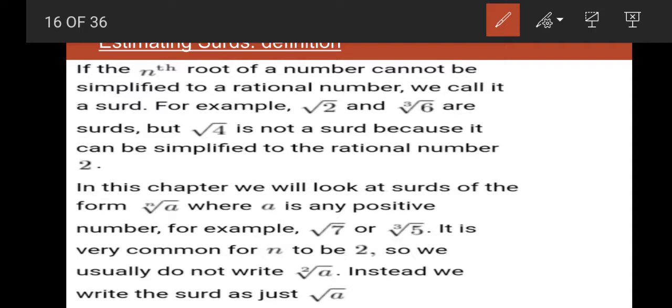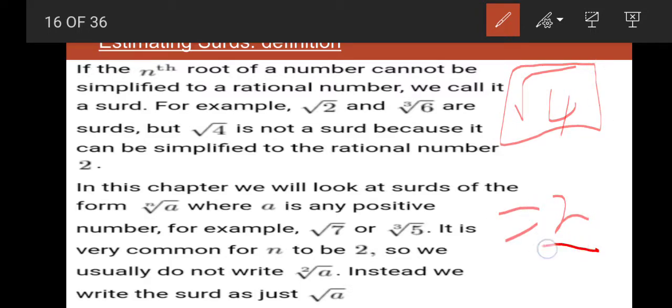Let us look at the last example, which is the square root of 4. If we punch the square root of 4 in our calculator, we will get 2. So realize that 2 is a rational number, which means that the square root of 4 is not a surd.